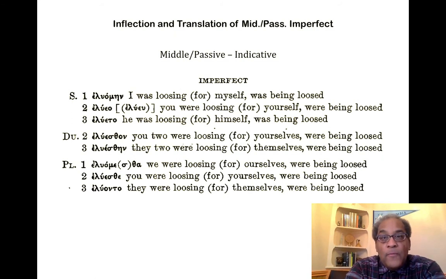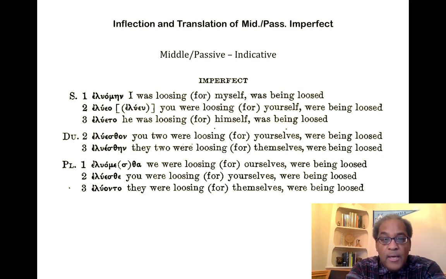So as far as translating the imperfect middle passive goes, we have eluomēn, I was loosing for myself, or if it has a passive sense, I was being loosed. And elu-ou, and you'll see that Homer does not, well, the sigma just disappears, which is what happens in the second singular. You were loosing for yourself, or you were being loosed. You were loosing for yourself, middle sense. You were being loosed, passive sense. Eluето, he was loosing for himself, or he was being loosed, passive sense.